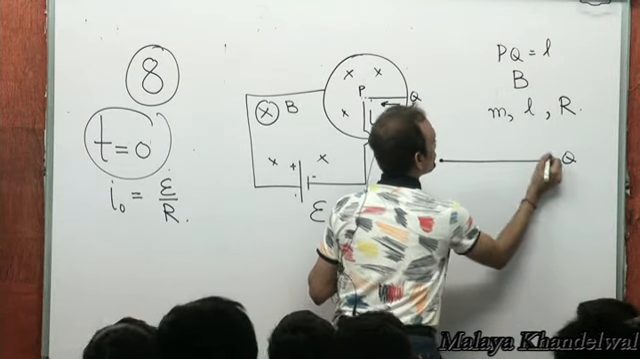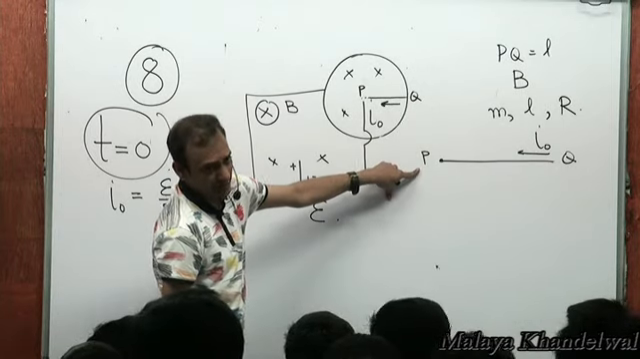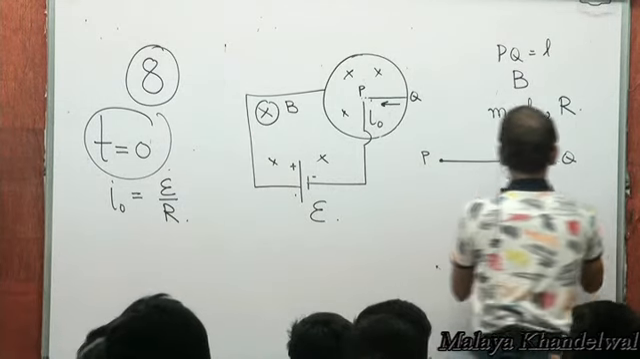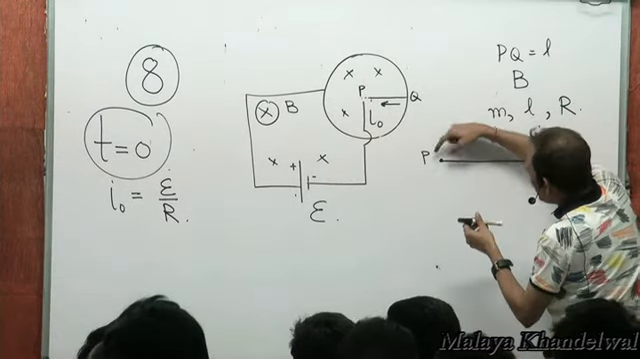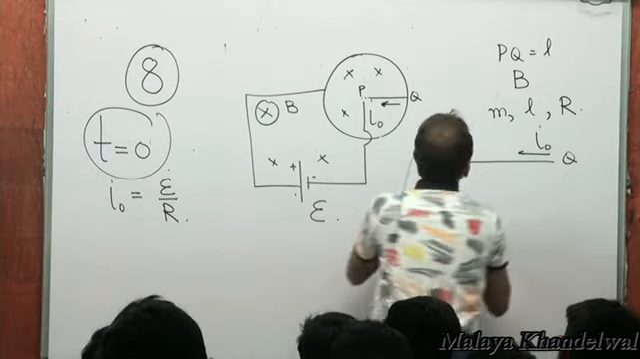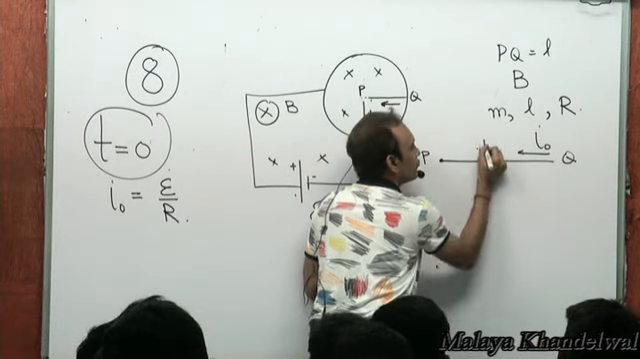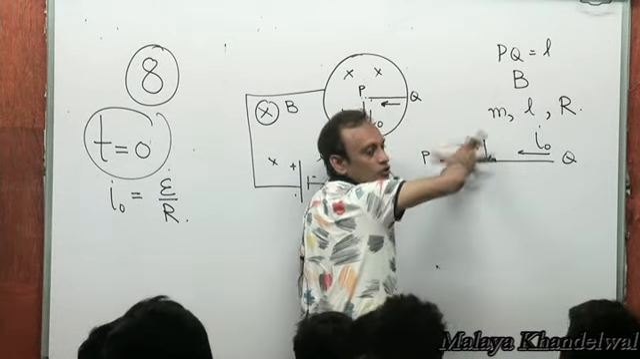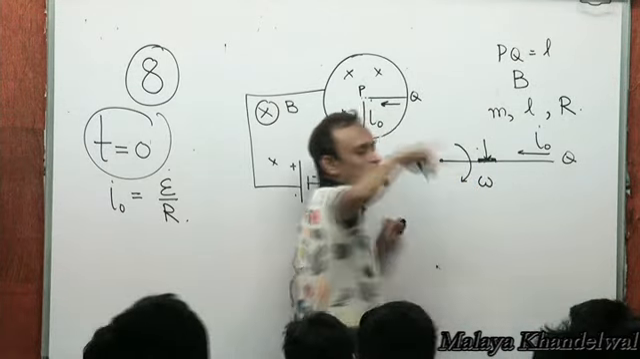PQ, there is a current I naught. This is a current carrying conductor placed in a magnetic field. It will experience a magnetic force, right? This is dl, this is B. dl cross B would be like this. So every element from P to Q will experience a downward magnetic force, and since it's hinged at P, let's say the force acting on any element will produce a torque about P in this sense. The torque about P in this sense will cause the rod to swivel about P and develop an angular velocity.